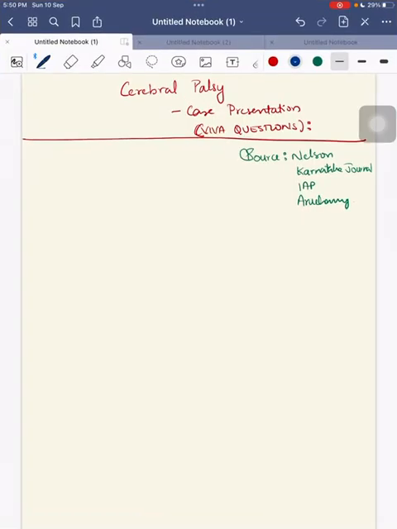Hello everyone. Today we'll discuss cerebral palsy, its case presentation, and the possible viva questions that can be asked in your practical exam. I'm just telling the model of how you'll present a case with cerebral palsy and possible viva questions. The exact questions may not be asked for you. Okay, so let us start.